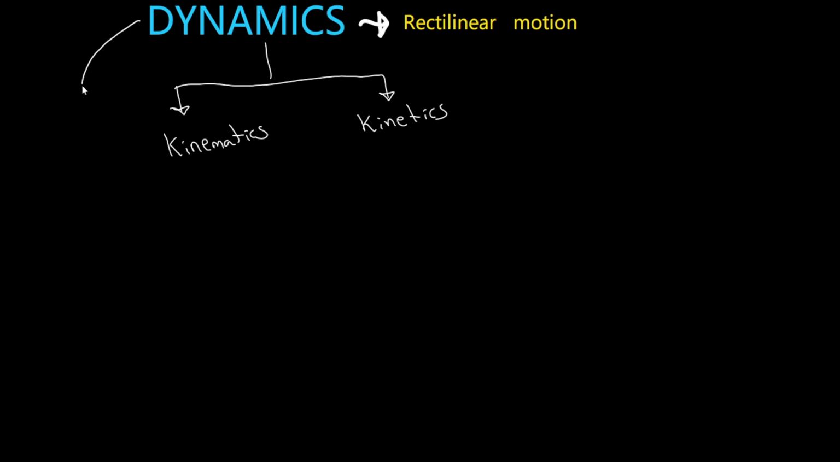So, if you divide dynamics, it can be classified into two parts. The first one will be called kinematics. The other one will be called kinetics. So what is the difference? Dynamics is nothing but the motion study. Whenever any object is in motion, we will analyze some parameters related to the motion.